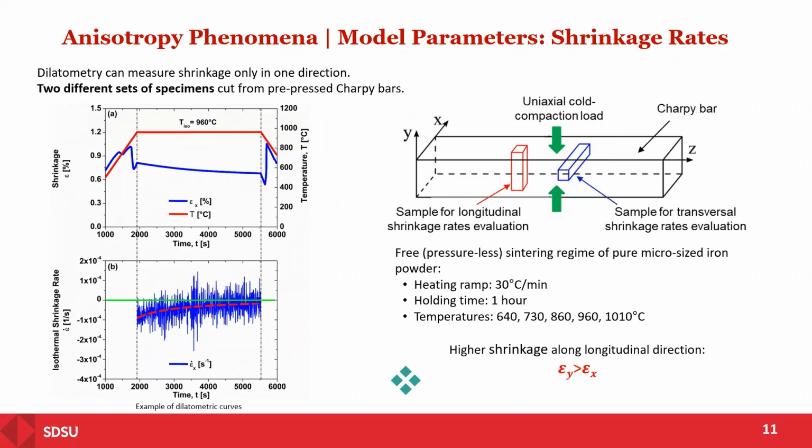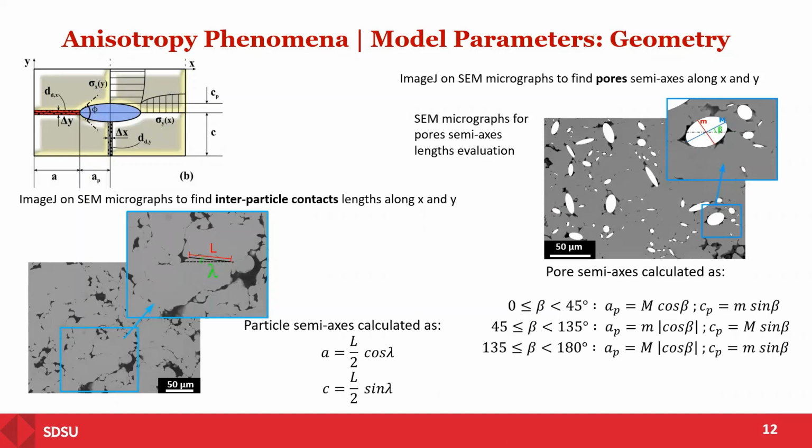So here is how we get the shrinkage rate, but how can we get the geometry? The easiest way is to take pictures of our material and use image analysis software to get information from that. In a real material, the contacts might be somewhat twisted, and also the pores, some are more horizontal, some more vertical. So what we try to do is measure roughly this length and consider the contribution of this length along two directions based on how much it was inclined.